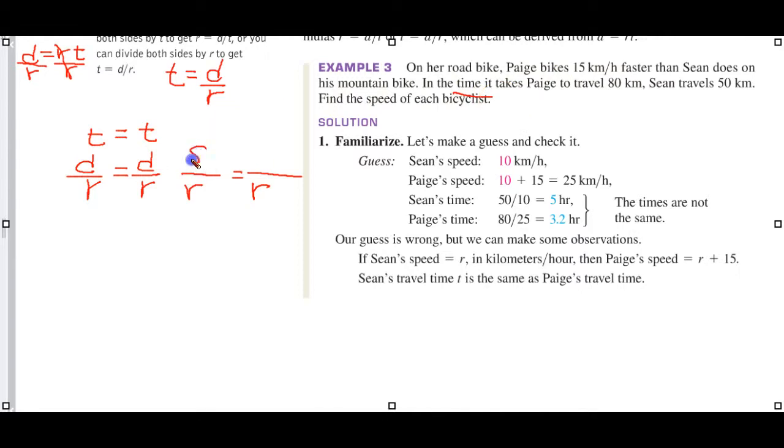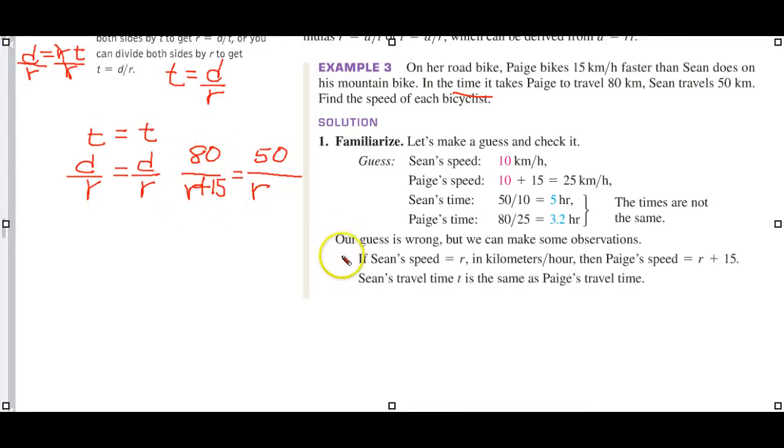So we have then that time equals time, and one of the distances here is 80 kilometers, and one of the distances is 50 kilometers. Now, we don't know the basic rate, so that's going to be r, but Paige, who travels this, has a rate that is 15 kilometers per hour faster.